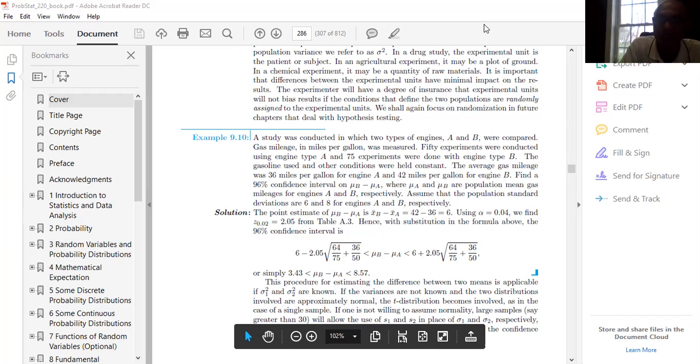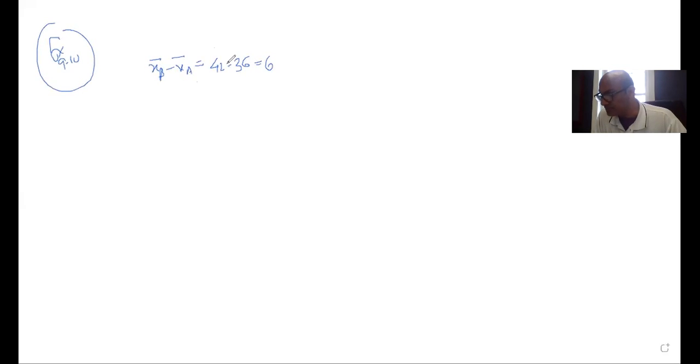So table A3. Let me stop sharing this book now because we have all the data, and I can start again sharing my whiteboard. So example 9.10 says that I have nu B minus nu A and mean value. So first of all, xB bar minus xA bar, because it is asked to us in the form of nu B minus nu A. That means I have to have xB bar minus xA bar, and that is equal to 42 minus 36, that is equal to 6. Okay, sounds good.